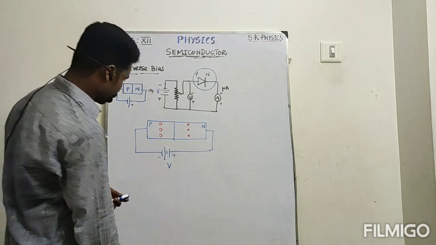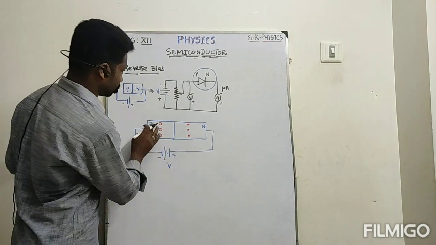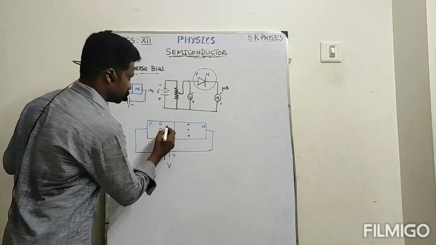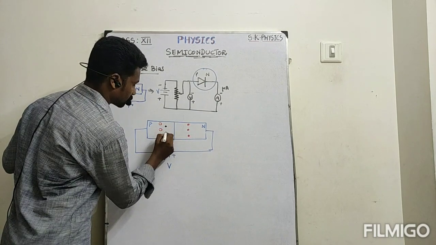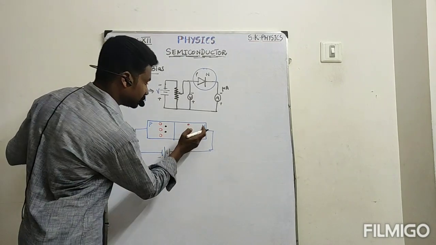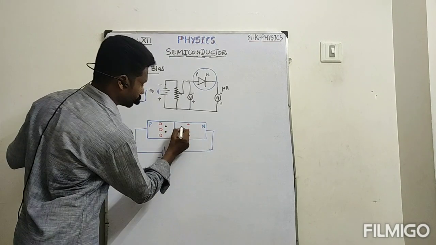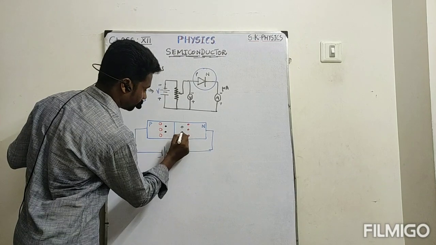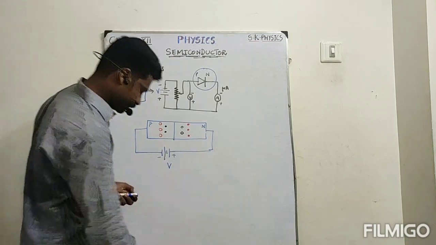In the p side, the minority charge carrier is electrons. In black color I mention the minority charge carrier. Like that, in the n side, the minority charge carrier is holes. Okay, right. So please listen, students.